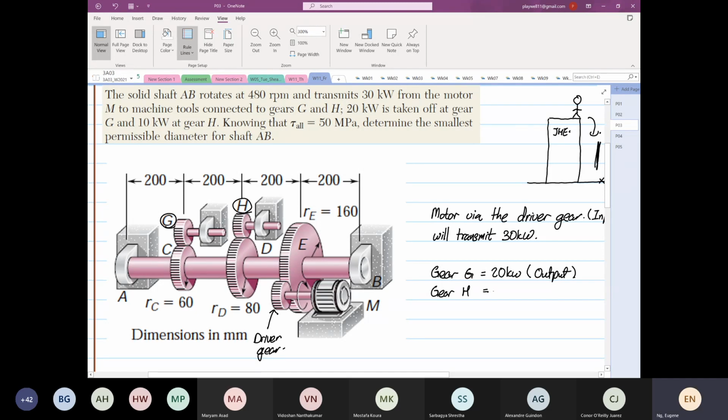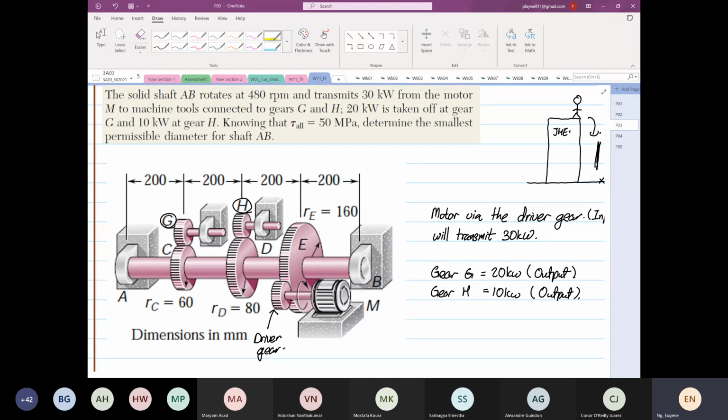is also equal to 10 kilowatt, okay, output. Right. Then the next one, I think you all will know the reason now. Knowing that the allowable shear is 50 megapascal, determine the smallest possible diameter of the shaft. Okay, so now all of you know why they give the allowable. Right, now you know why.